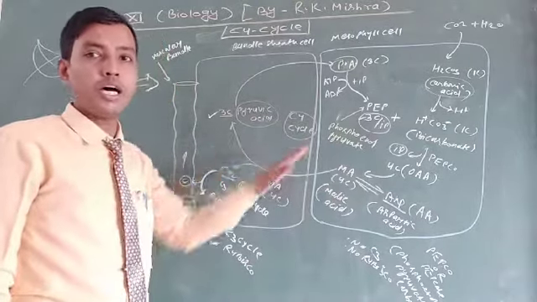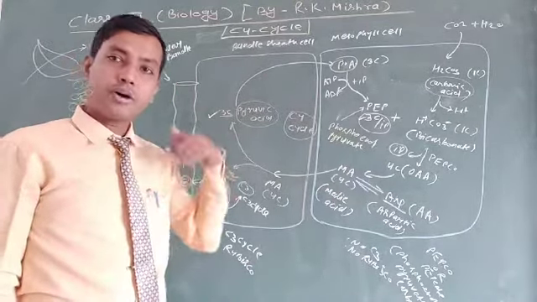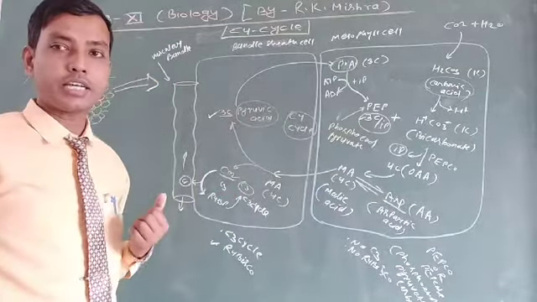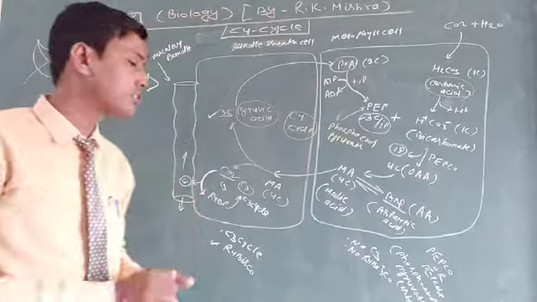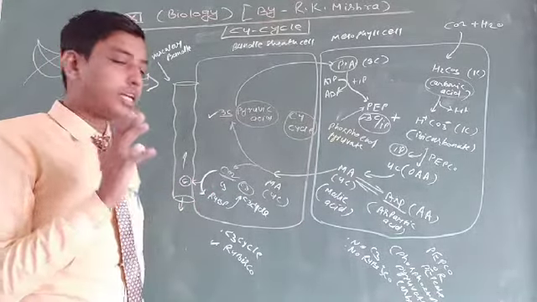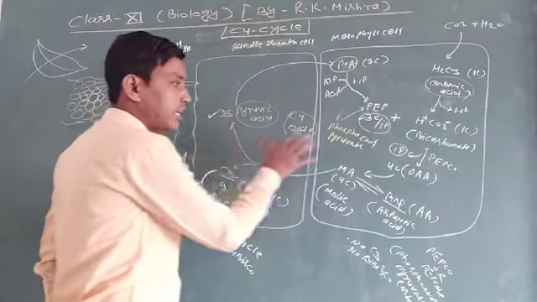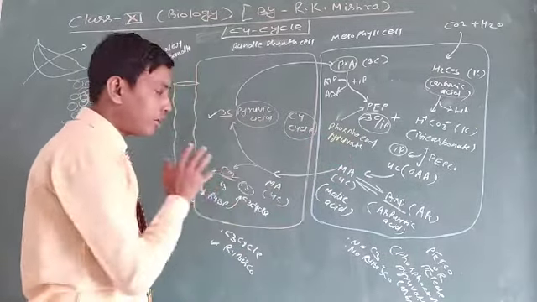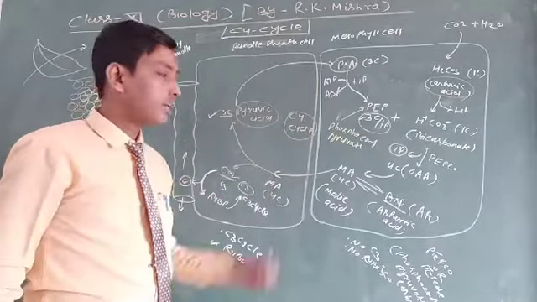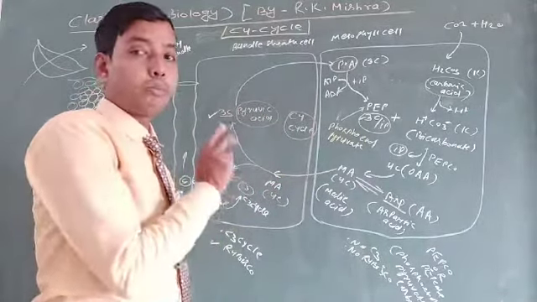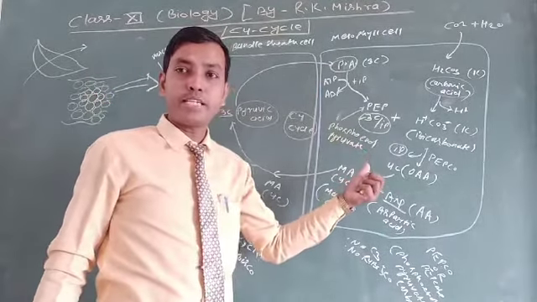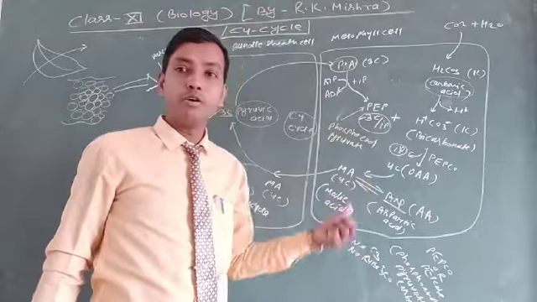This is the overall picture of the different parts of the C4 cycle as well as the C3 cycle. Let me revise the overall process. The two different cells involved in the C4 cycle are the bundle sheath cell and the mesophyll cell. The process is initiated from the mesophyll cell. Here in the mesophyll cell, no Rubisco enzyme is found, and no RuBP is found.